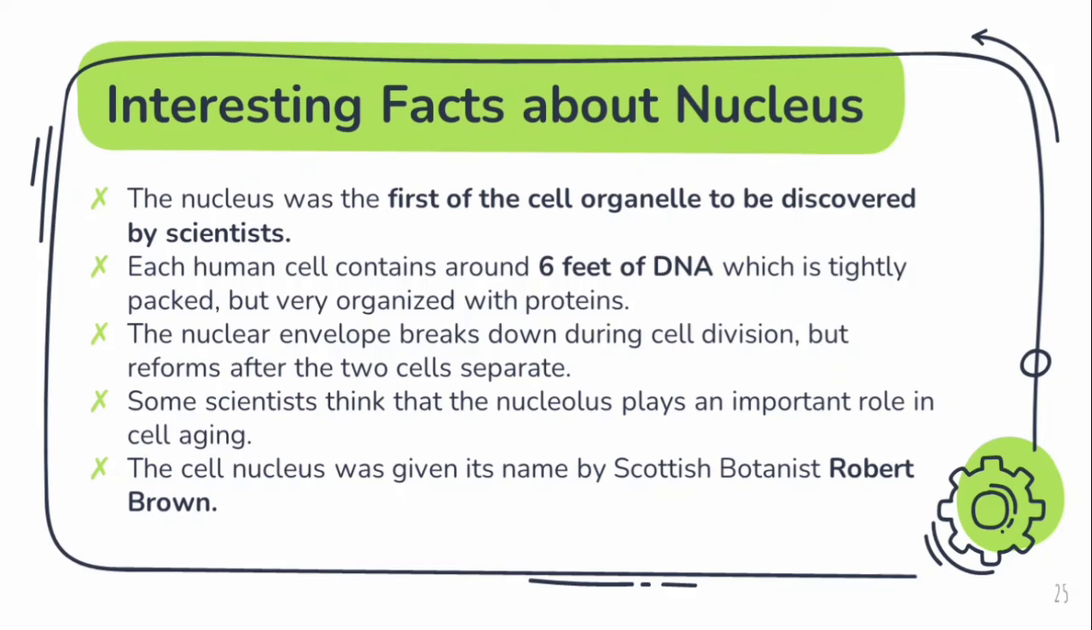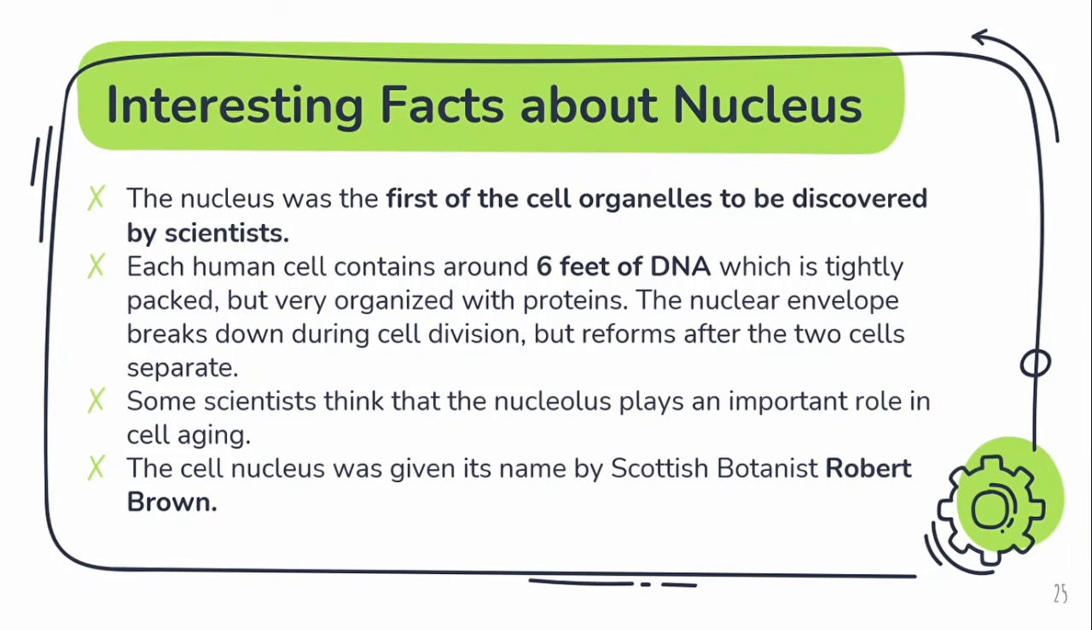Some scientists think that the nucleolus plays an important role in cell aging, and the cell nucleus was given its name by Scottish botanist Robert Brown. And that is the end of our discussion about the overview of the nucleus.